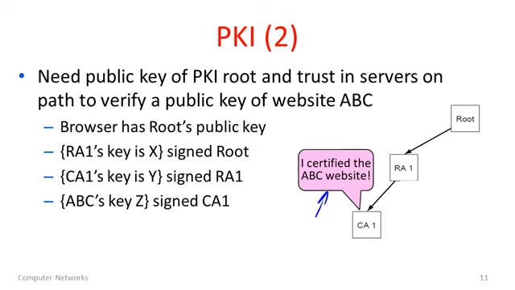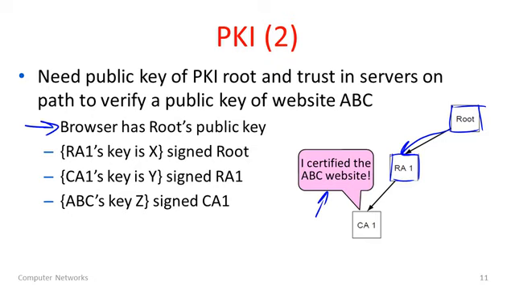Well, in your browser, we have to start somewhere. So you have, as a trust anchor, a root of trust. Your browser is programmed with the public key of the root of this hierarchy for the PKI. It just has it and it assumes it is correct. The root can then tell you information about this other box here, RA1. This is an intermediate authority who's issuing certificates.